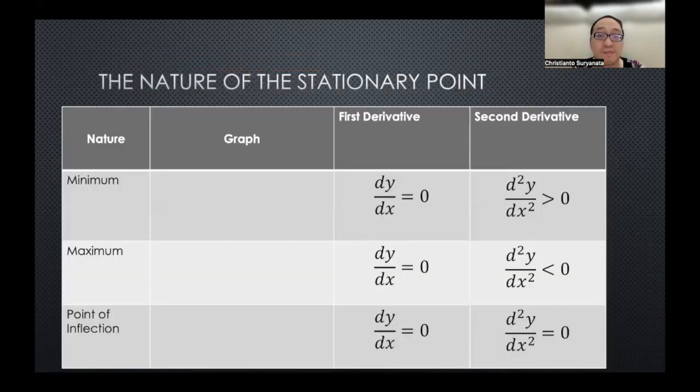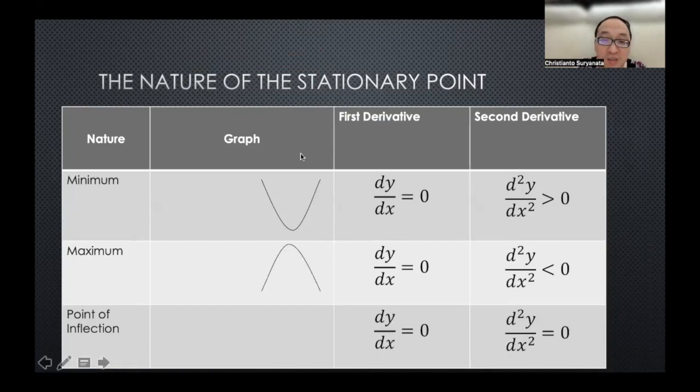So this is the conclusion of our discussion. If we have a minimum point, it will happen when the first derivative equals 0 and the second derivative is greater than 0. The gradient changes from negative to positive. So the second derivative is greater than 0.